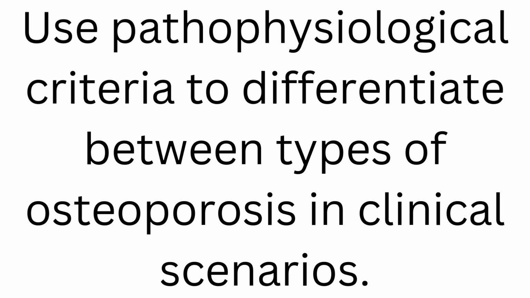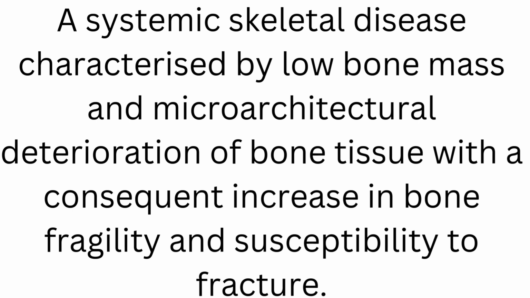The learning objectives of today's session are to use pathophysiological criteria to differentiate between types of osteoporosis in different clinical scenarios. Now, first we will define osteoporosis. It is a systemic skeletal disease characterized by low bone mass and microarchitectural deterioration of bone tissue, with a consequent increase in bone fragility and susceptibility to fracture.